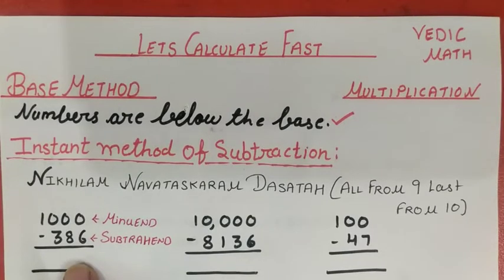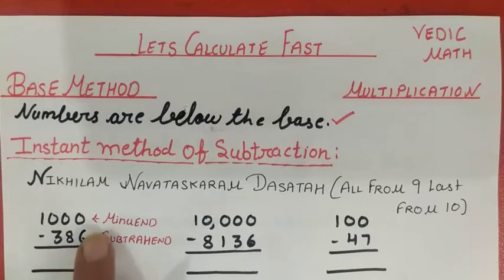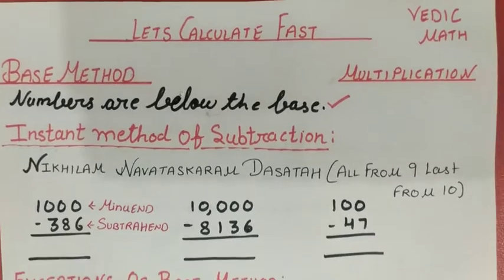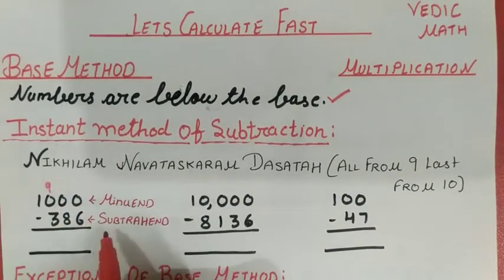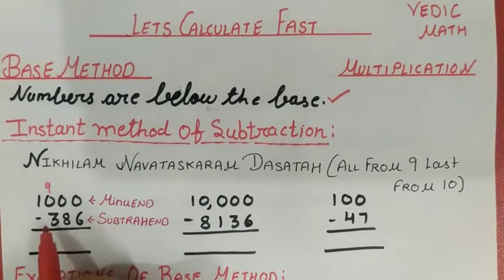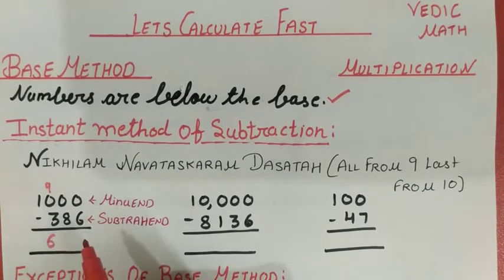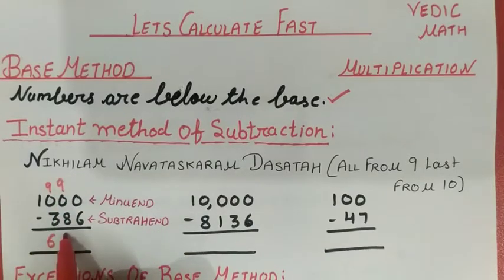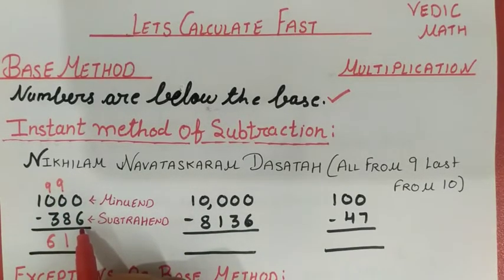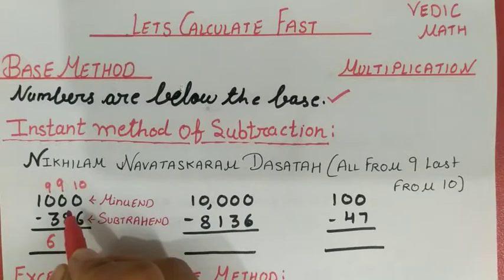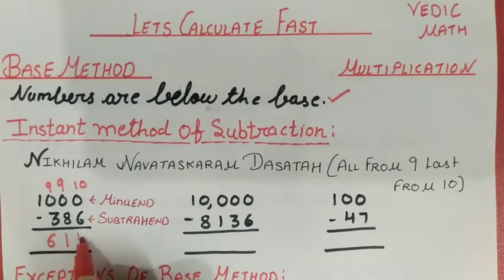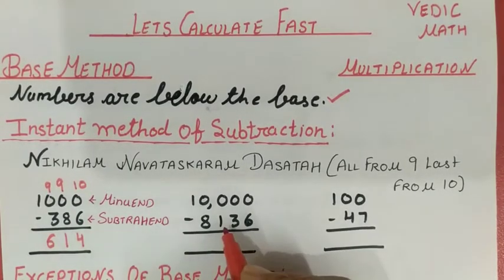And what the sutra states is all from 9, last from 10. Starting from the left hand side, start subtracting the digits of the subtrahend from 9. 9 minus 3, 6. 9 minus 8, 1. And as you reach the rightmost digit, the last digit, subtract it from 10. 10 minus 6, 4.